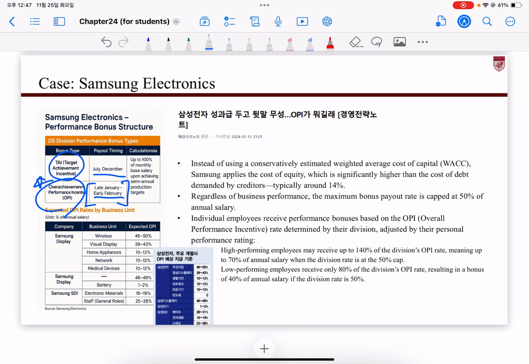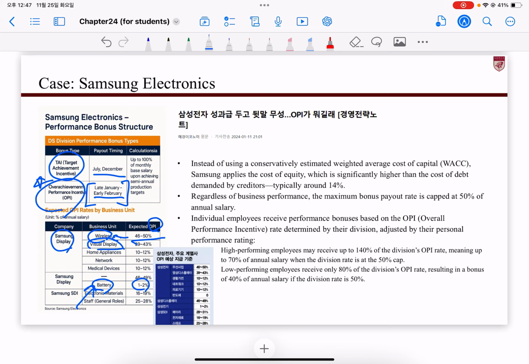Okay, so you can see that the OPI is really, really huge for these high profit divisions like wireless or visual display, but not for the battery. See, only 1 to 2%. So perhaps the employees in the battery division may not be very motivated to work really hard compared to wireless divisions where they can get a lot, right?